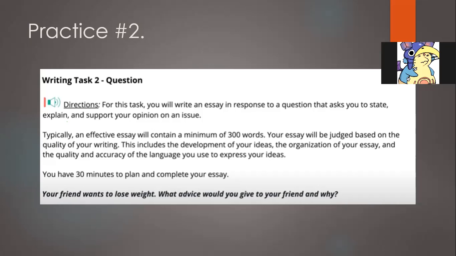Juan, we are doing a writing practice. We're doing an introduction paragraph. The question is the one that I am projecting here. At the bottom, it has the question. Your friends want to lose weight. What advice would you give your friend and why?